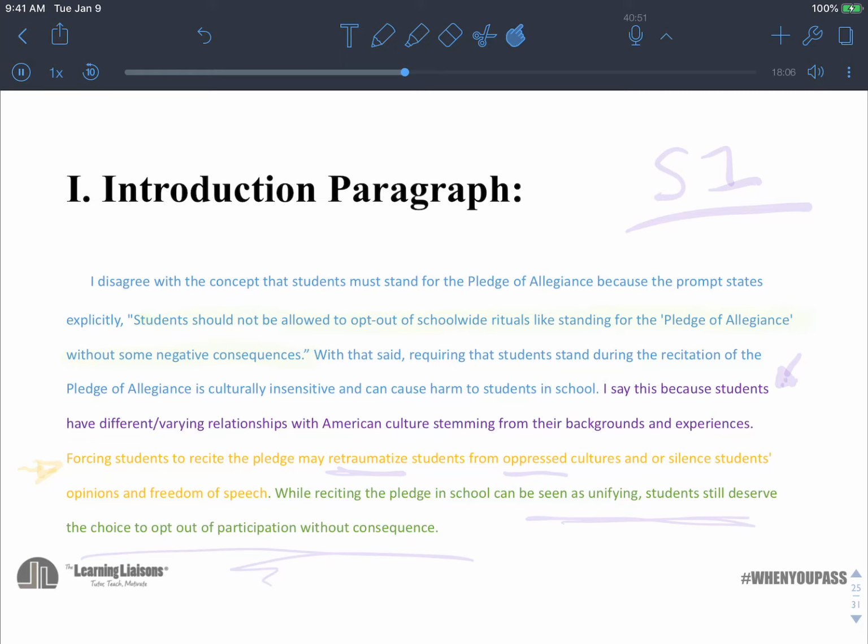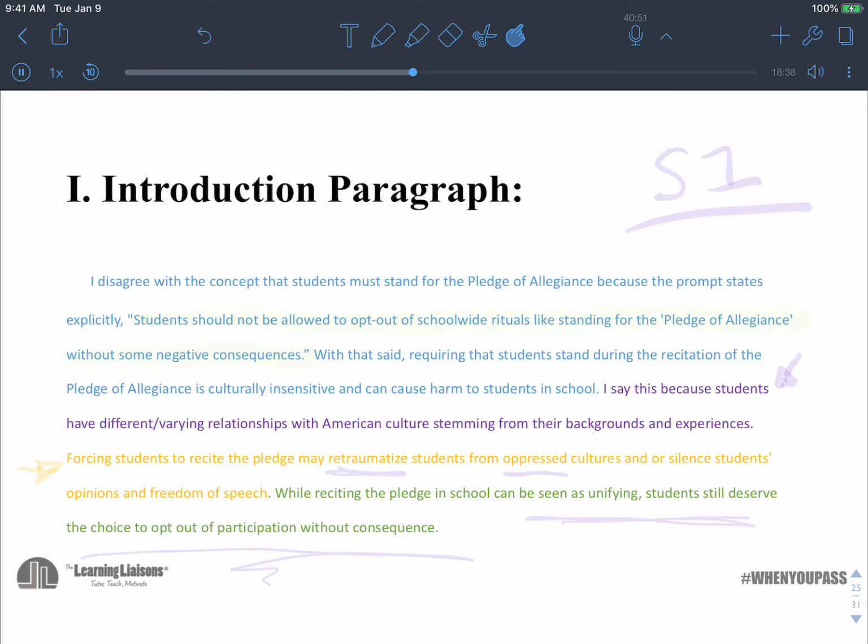Okay, so we see that the blue, the position, saying, I don't think students should have to stand for the pledge because they have different circumstances, backed up with, some of them come from different places where Americans haven't been respectful towards them, and it may give them trauma because they've been through things. All right, we have that backs up our position in blue. Okay, it's not just some random thought.